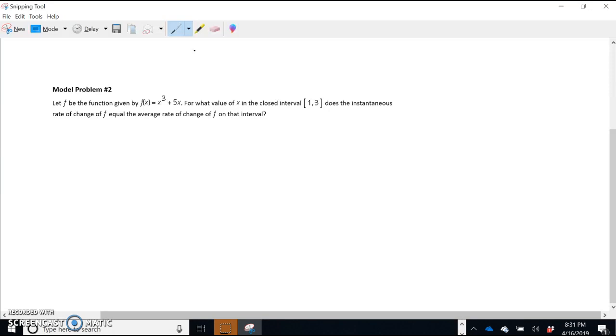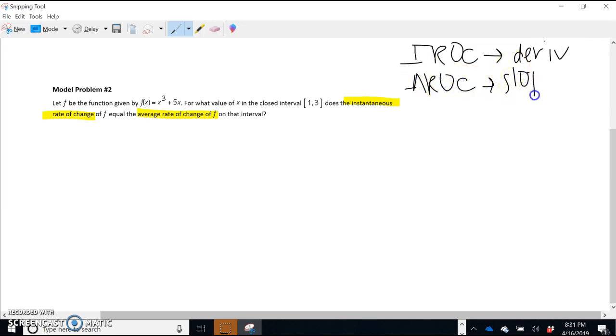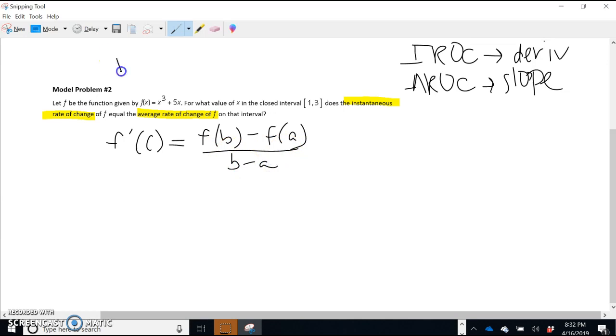Let the function f be defined as x cubed plus 5x. For what value in between 1 and 3 does the instantaneous rate of change equal the average rate of change? So a quick note, instantaneous rate of change is synonymous with derivative, and average rate of change is synonymous with slope. So what this question is asking is, when will my derivative equal my slope? So in other words, at what value will my function's derivative be equal to my function's change in y over change in x? So this is a really nice MVT question.